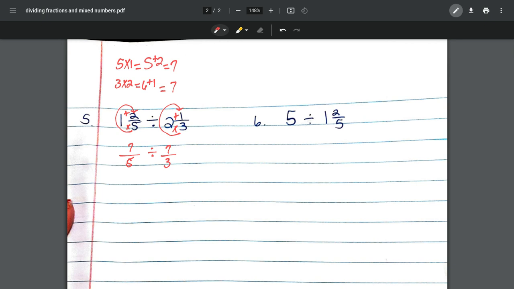All right, now mixed numbers are cleared out, so I can keep, change, and flip. So I'm going to keep 7/5, change division to multiplication, and flip that. That becomes 3/7. So I end up with 21/35 when I do top times top and bottom times bottom. Now you can simplify. Both of these are divisible by 7. But if you can only make it to 21/35, please just stop right there if you don't know what you're doing after that. So that's 3/5 in simplest form.